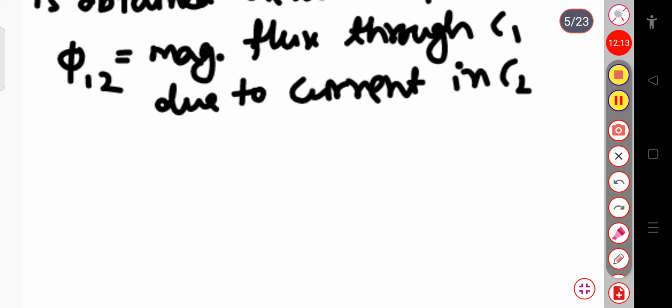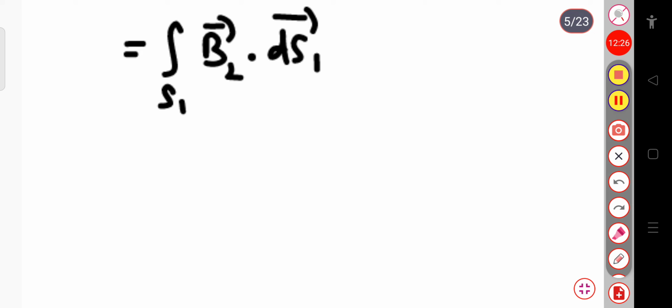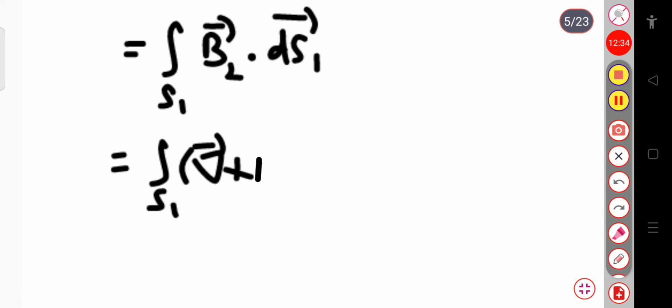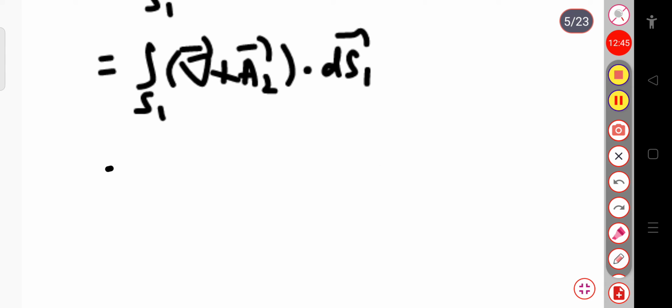That is equal to, we can also write, the surface integral over S1 of B2 dot ds1. B dot ds is the flux. In place of B2 we can write del cross A2 dot ds1. Here B2 is del cross A2, and if I convert it into the line integral by applying the Stokes theorem, then this is the integration over C1 of simply A2 dot dl1.